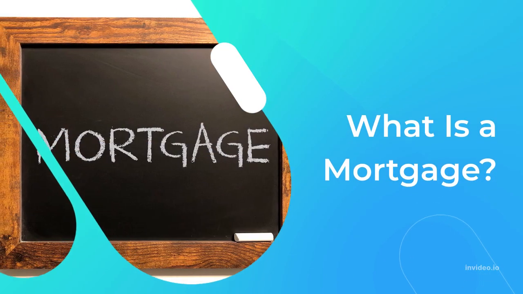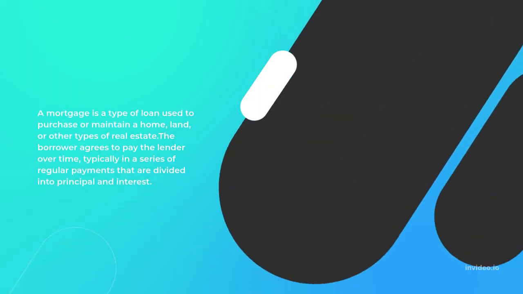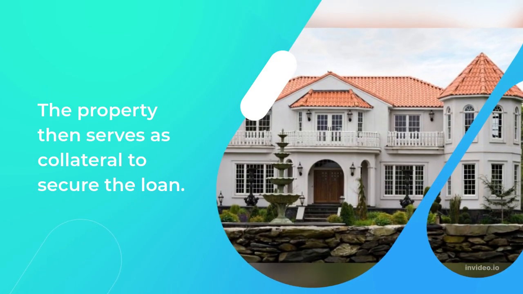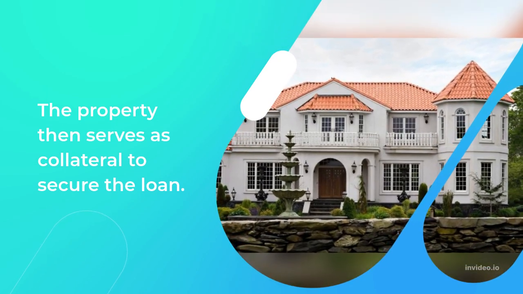What is a mortgage? A mortgage is a type of loan used to purchase or maintain a home, land, or other types of real estate. The borrower agrees to pay the lender over time, typically in a series of regular payments that are divided into principal and interest. The property then serves as collateral to secure the loan.